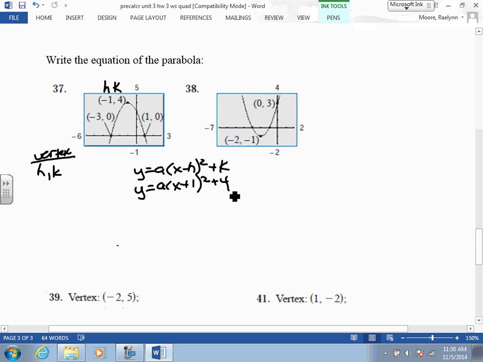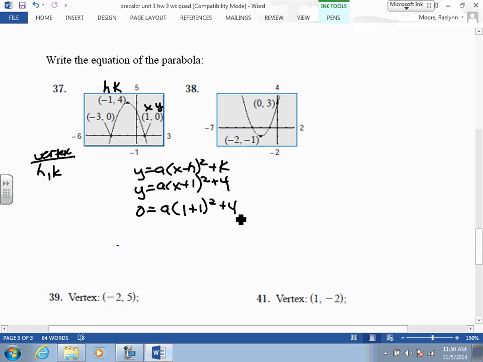Now my problem is, I need to know A. So find either one of these, and I'll do the one with the positive rather than the negative. Make it an XY point. It is the solution of your equation, because isn't that a point on your parabola? So it is a solution. So if I plug in the X and the Y, I will eliminate everything but A. So this is my Y. This is my X.